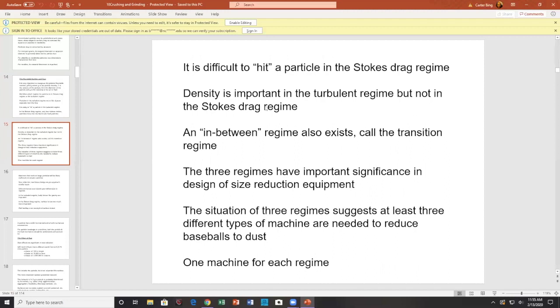Most often you don't want to be in the Stokes drag regime, because the ability to crush and grind may go down. There's also an in-between regime between Stokes drag and turbulent, which is often called the transition regime. The three regimes have important significance in the design of size reduction equipment. The three regimes also suggest at least three different types of machines are needed to reduce baseballs to dust. One machine per regime.